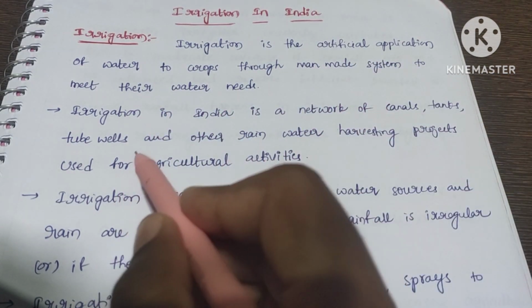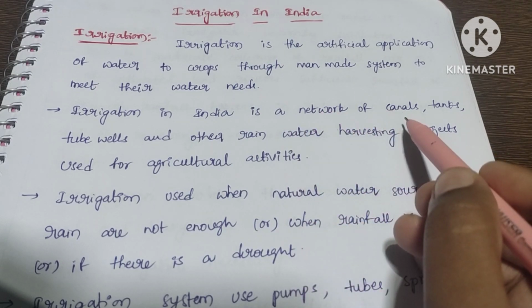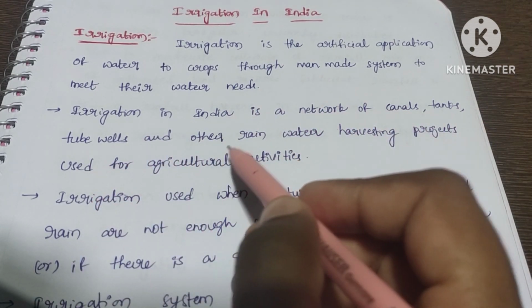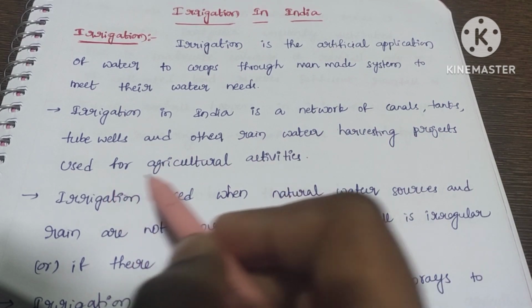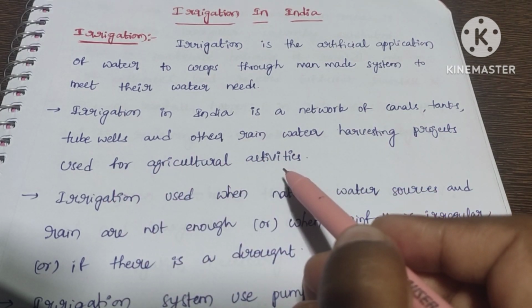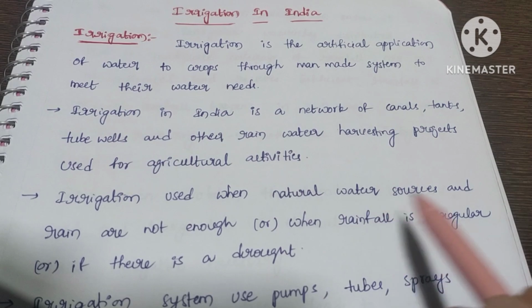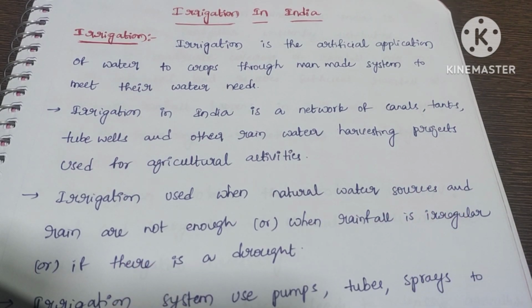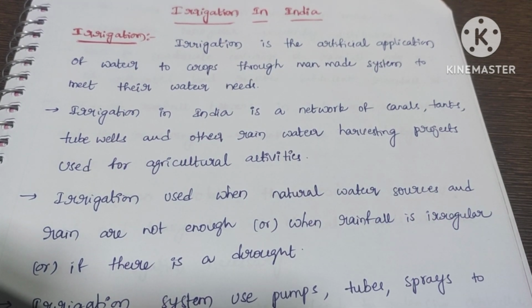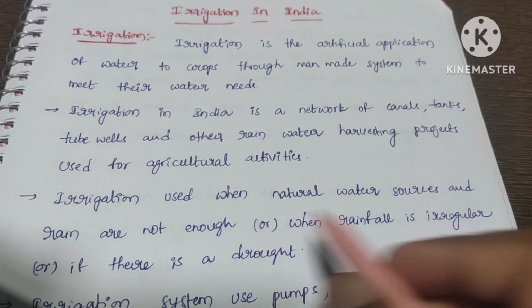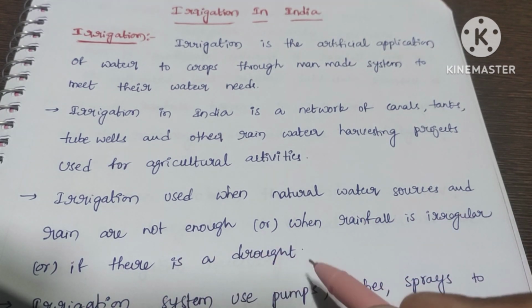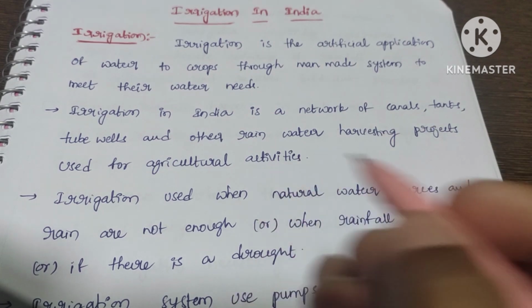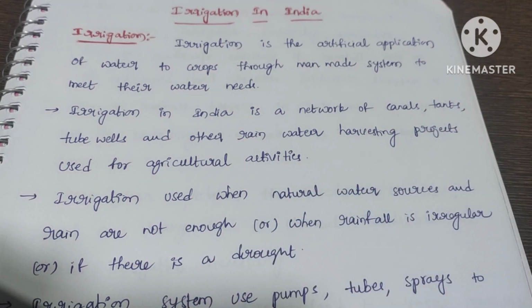Irrigation in India is a network of canals, tanks, tube wells and other rainwater harvesting projects used for agricultural activities. Irrigation is used when natural water resources and rain are not enough. Whenever the water is not sufficient, or whenever the rain is not there, we have to go with irrigation, when rainfall is irregular or if there is a drought. Drought means there is no rainfall, isn't it?